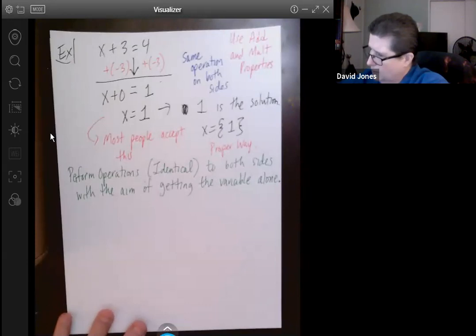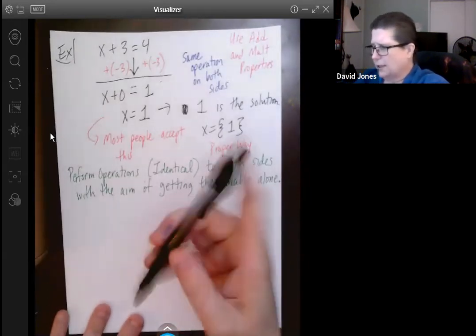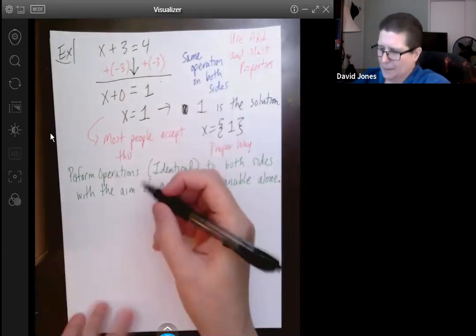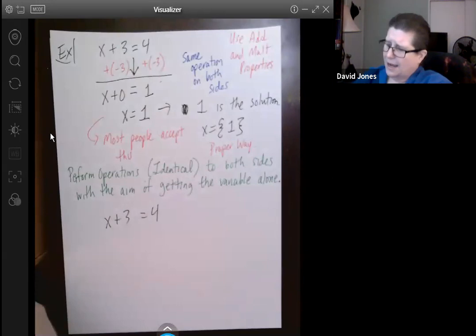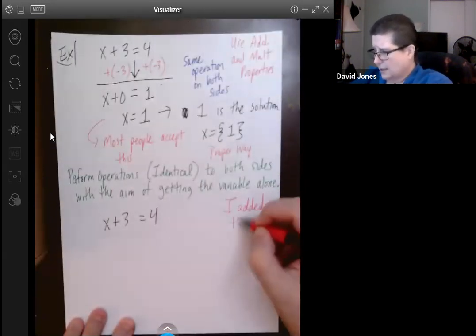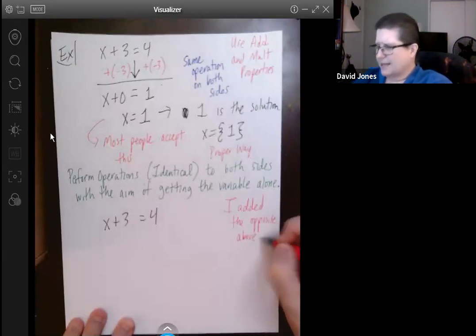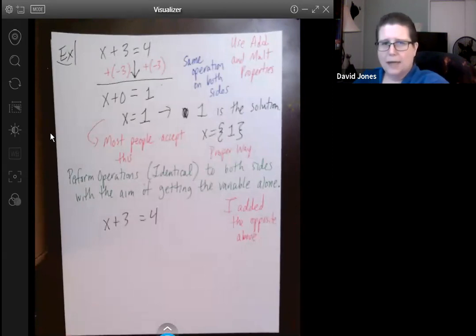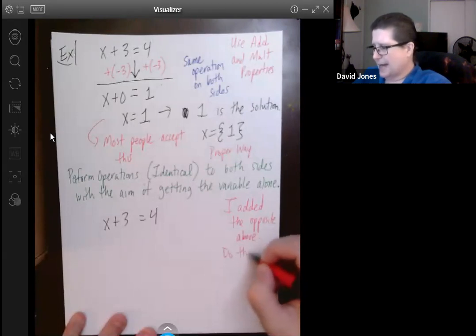So for x plus 3 equals 4, I did adding the opposite. I added the opposite above. And the reason I phrased it that way is you want to do the opposite action.